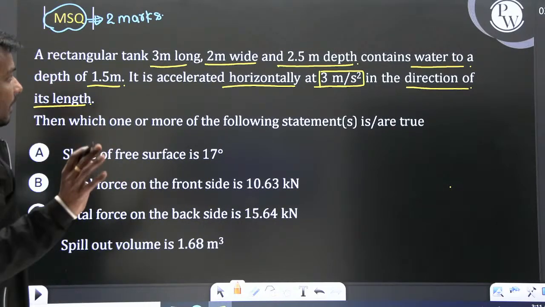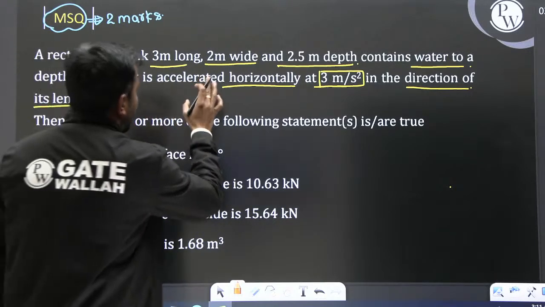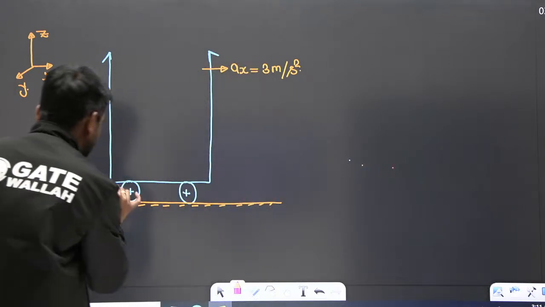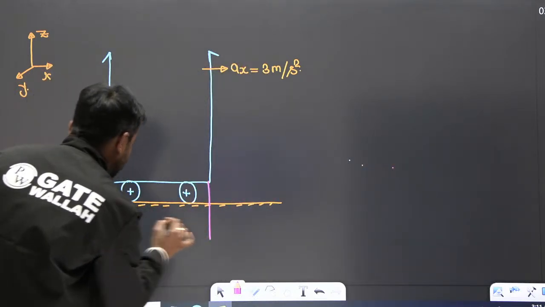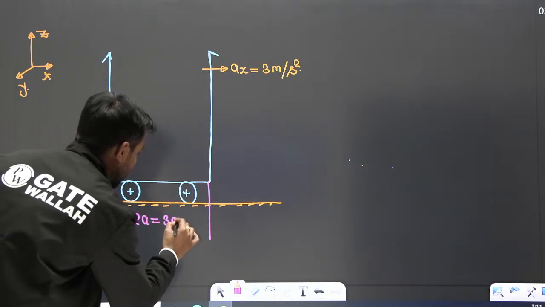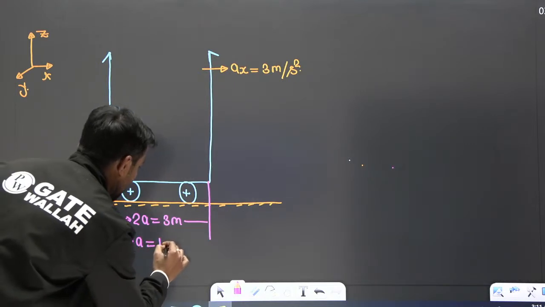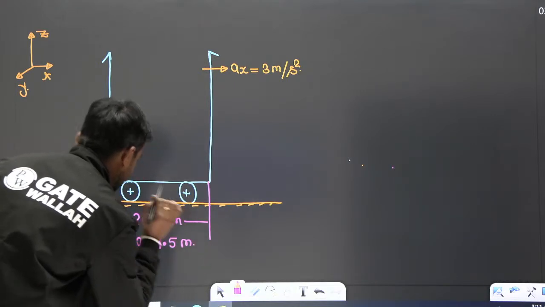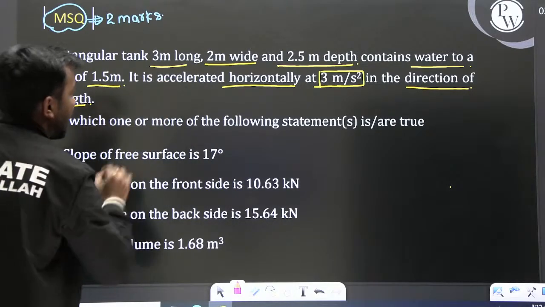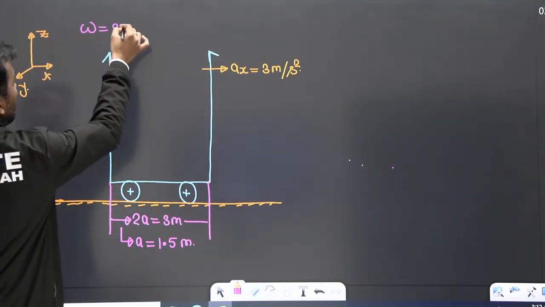The tank is accelerated horizontally at 3 meter per second square in the direction of the length. A rectangular tank 3 meter long, so let me take this as 2a, and 2a is 3 meter. So a should be 1.5 meter. Clear? And the width of the tank is given as 2 meter.